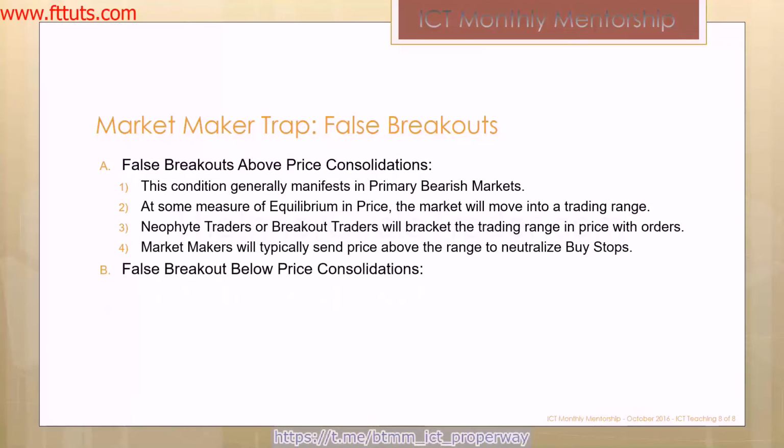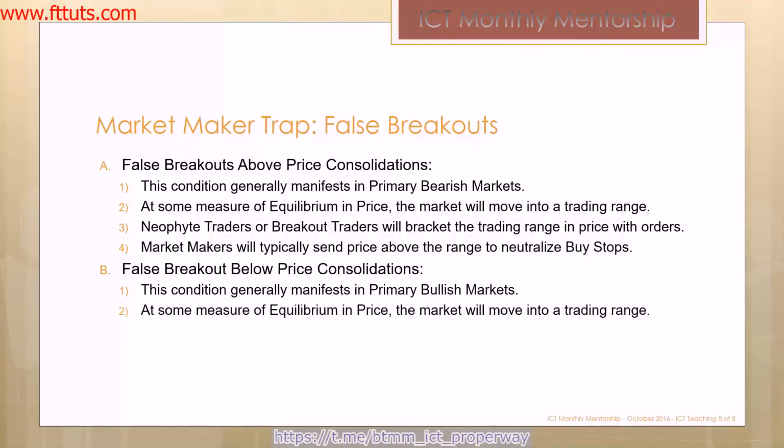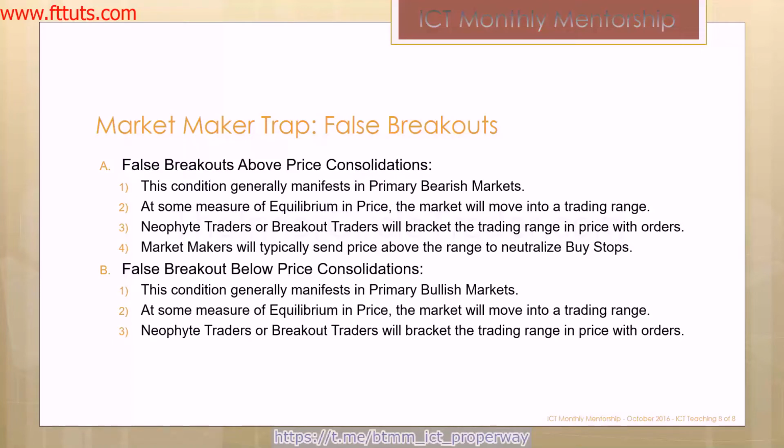Now, a false breakout below price consolidations is obviously the opposite. This condition generally manifests itself primarily in bullish markets, and at some measure of equilibrium in price, the market will move into a trading range. Neophyte traders and/or breakout traders, again, will bracket the trading range in price with orders, again looking to focus on buying on a breakout or selling short on the breakout. They're not privy or astute enough to know what direction. They just simply want to react to whatever the market gives them in terms of breaking out above or below. But the market makers will typically send price below the range to neutralize the sell stops.